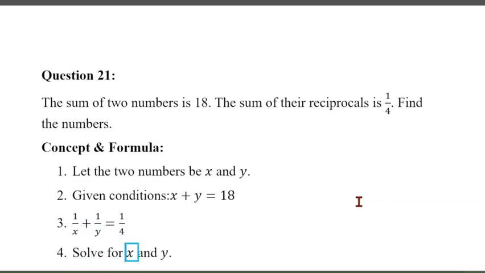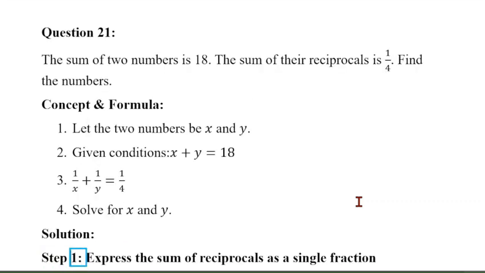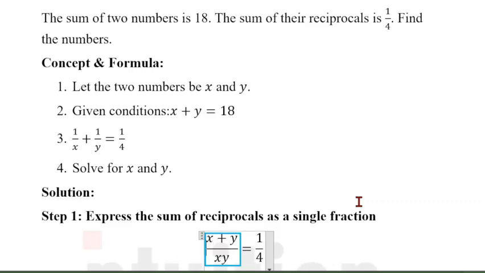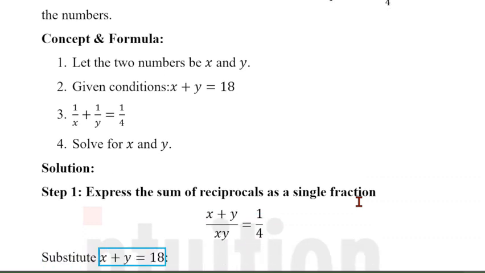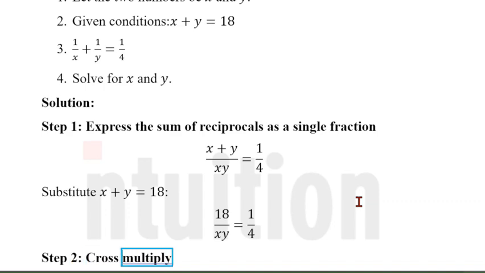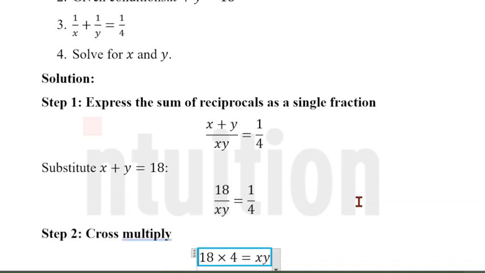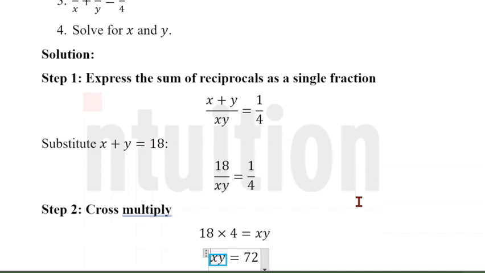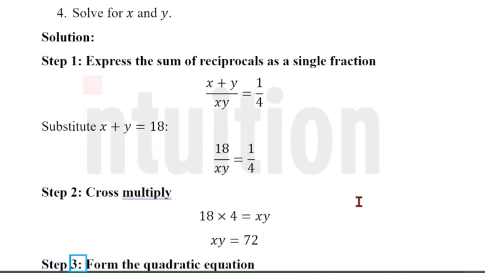3. Solve for x and y. Solution. Step 1. Express the sum of reciprocals as a single fraction: the numerator x plus y over x y equals 1/4. Substitute x plus y equals 18: 18 over x y equals 1/4. Step 2. Cross multiply: 18 times 4 equals x y. x y equals 72.